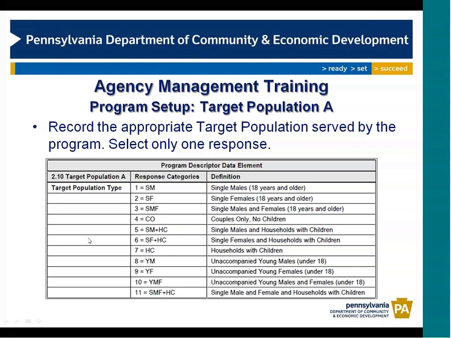The rule of thumb for a program to have a specific target population is that 3/4 of the clients you serve must meet that specific definition. So if you serve less than 75% of the same clients, we ask that you select response 11, which is SMF plus HC, which is basically the default, all of the above.